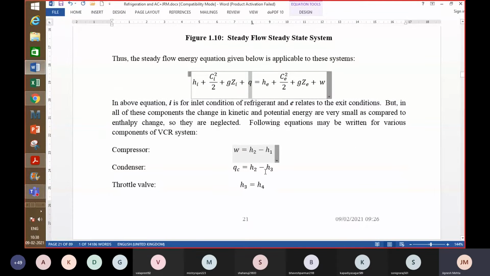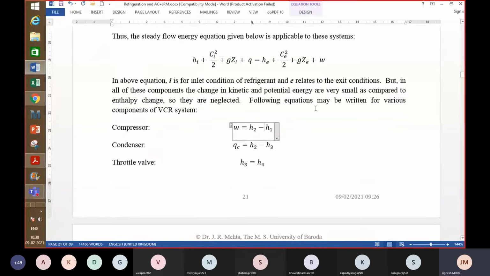So finally, for the compressor, you are able to write W is equal to H2 minus H1. I'm writing everything in lowercase letter, and the unit is kilojoule per kg or joule per kg. Now, if you talk about the condenser, what is a condenser? It's a heat exchanger, right? Now, in a heat exchanger, there is no work done, and there is little change in the kinetic energy and potential energy also, right? Or it's small as compared to, again, the enthalpy change.